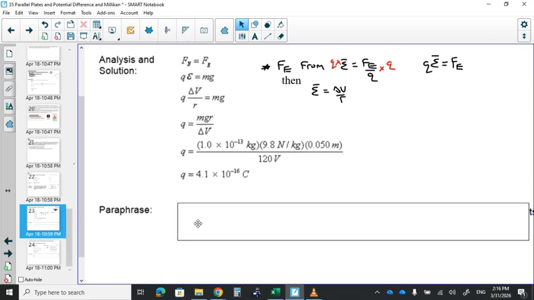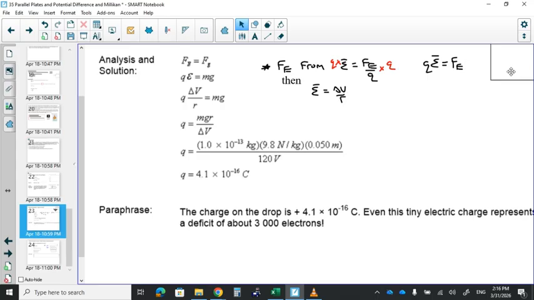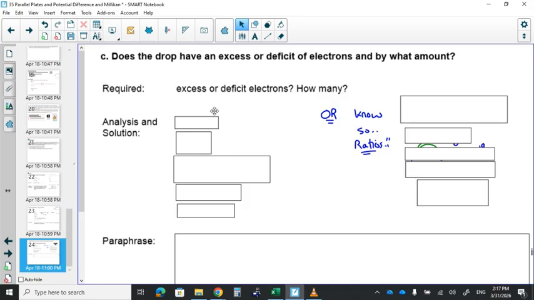Okay, so it says the charge on the droplet was positive 4.1. Even though it says this is a tiny electric charge, it represents a deficit of about 3,000 electrons. That wasn't really supposed to be said yet, because the next question is, is it an excess or deficit, and how many? Well, obviously it's a deficit because it's a positive charge.